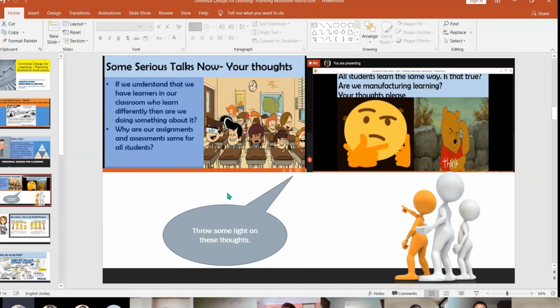So maybe the system is such wherein we look at achieving a certain goal from our point of view, and somewhere we try to curb the curiosity of the children in the classroom, maybe. Yes, ma'am. Definitely, I agree with your thought. If we understand that we have learners in our classroom who learn differently, then we are doing something about it. Are we really doing it?